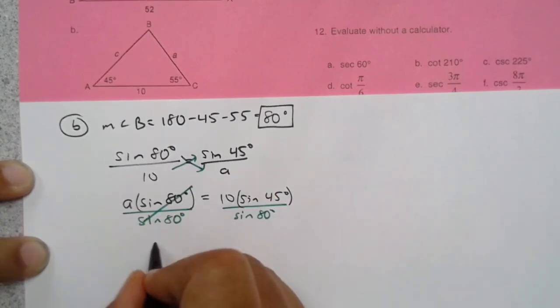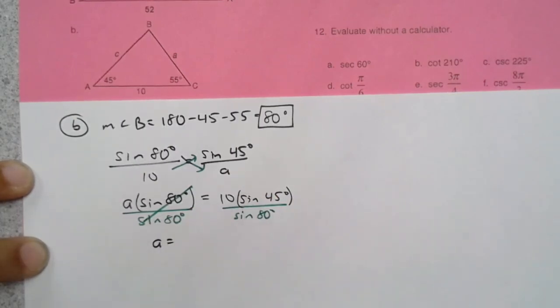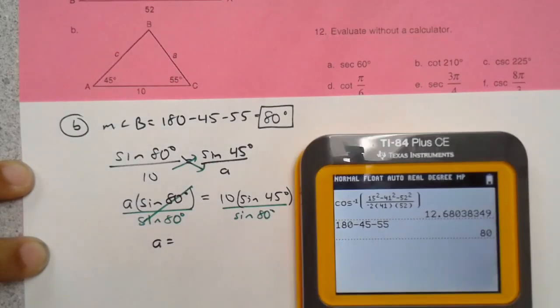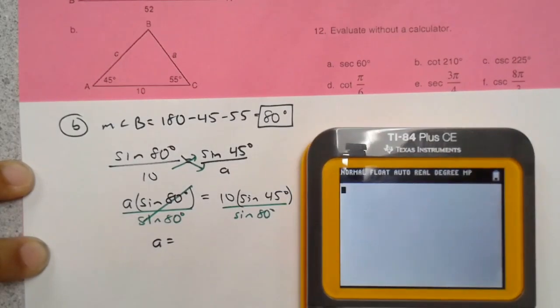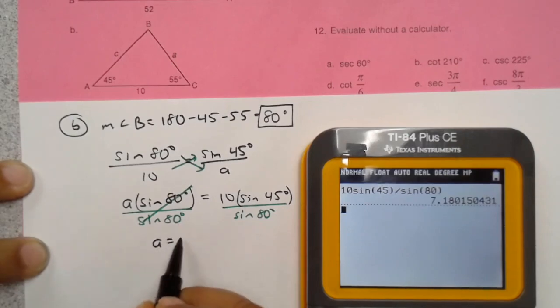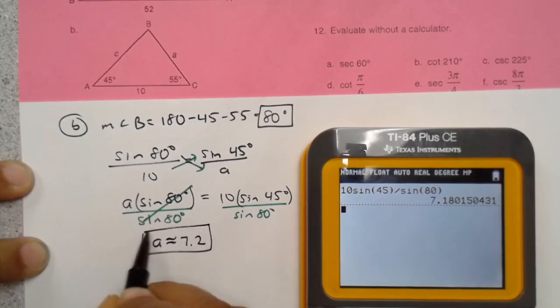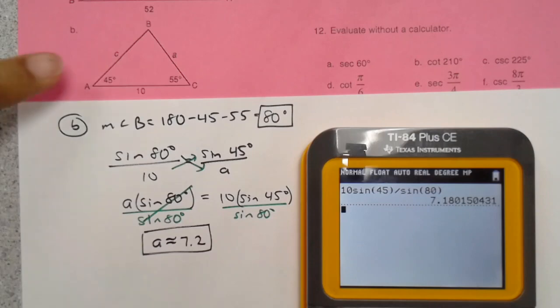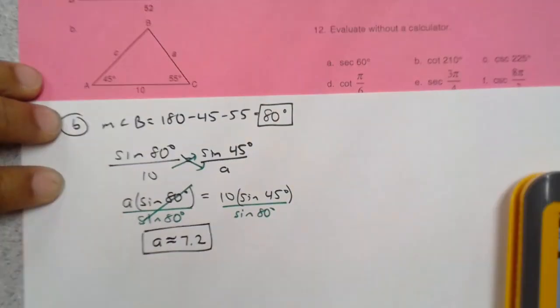And then we're plugging this into the calculator. Remember, sines don't cancel. It's just plugging it into the calculator. So we have 10 sine of 45 degrees divided by sine of 80. And that's going to get us approximately 7.2 for side A. And then the last side that I want to solve for is side C.